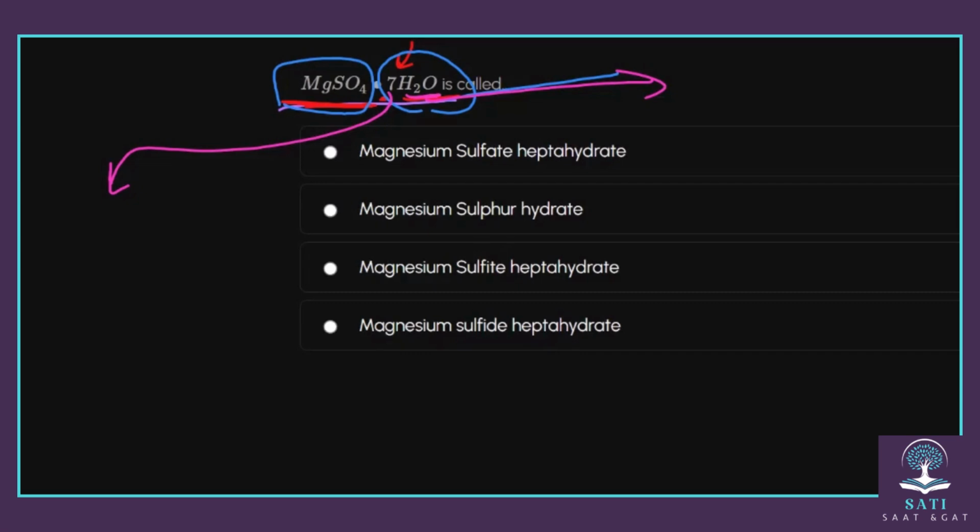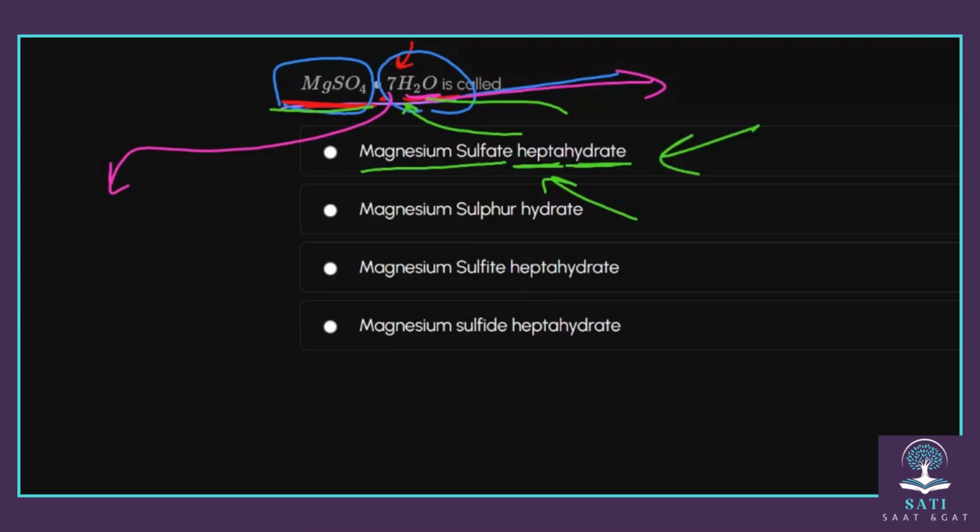So now we write the first one as it is, which is magnesium sulfate. And water, we mention it like what? Hydrate. Then what we add here as a prefix is hepta, which means what? 7. So it's not di, it's not penta, it's hepta. And this is the way we read and write them.